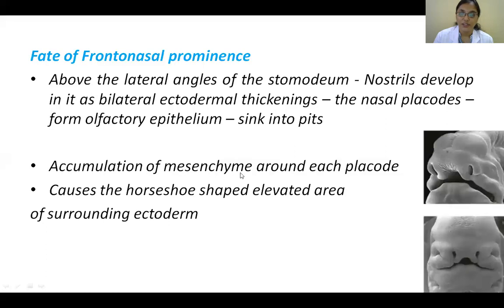And you can see accumulation of mesenchyme around each placoid, and this causes a horseshoe-shaped elevation. So this is that horseshoe-shaped elevation. Again here, you can see the sinking of the pit. So as it is, the ectoderm is going deep because of the proliferating prominences around.